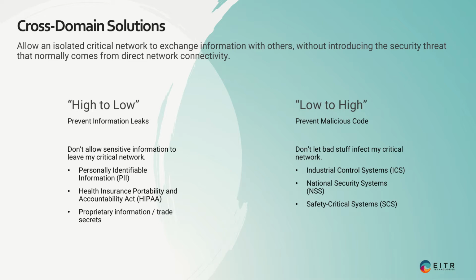Conversely, when information travels from a low security domain to a high security domain, we want to make sure that we don't pass up any malicious code that would infect our super secret domain. Typical data applications for cross-domain solutions would be PII, HIPAA information, proprietary information and trade secrets, as well as national security information. You'll typically find these types of enclave networks in industrial control systems, national security systems, and safety critical systems, where it's very important to keep systems apart from your normal day-to-day operations.